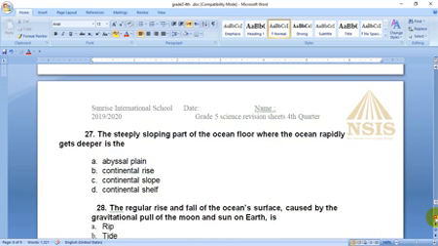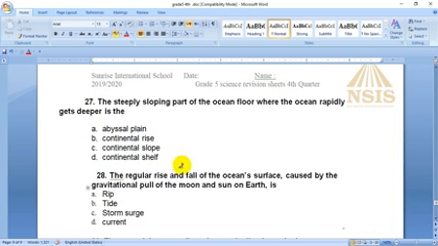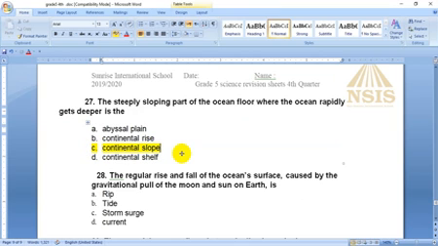Next question 27. The steeply sloping part of the ocean floor, where the ocean rapidly drops suddenly and gets deeper, the steeply sloping part of the ocean that looks like a slide, is called the continental slope, and this is the part that drops suddenly.